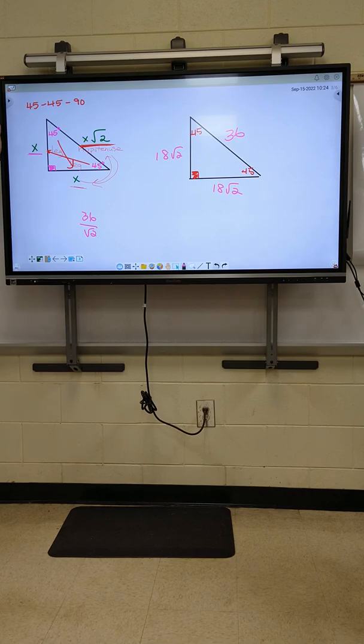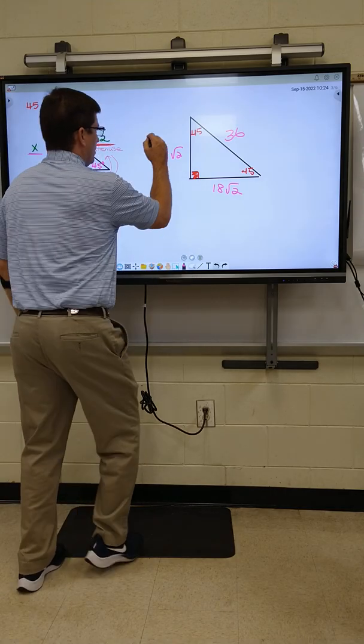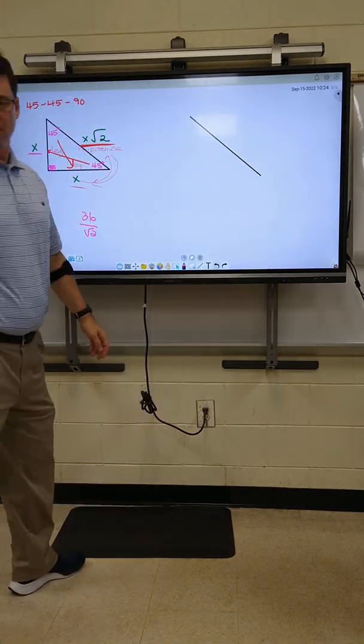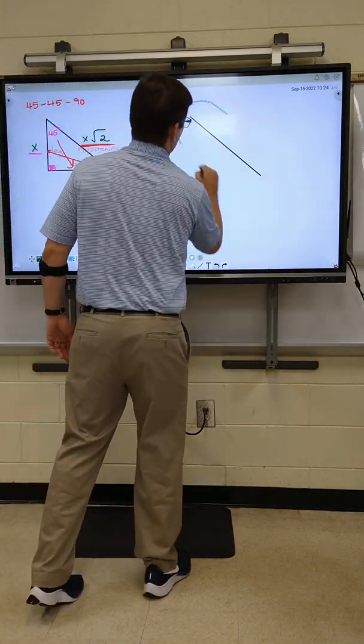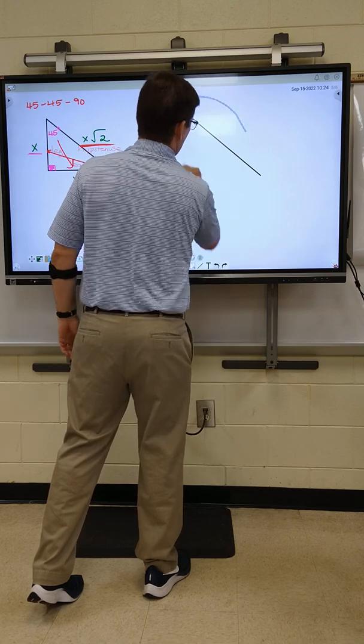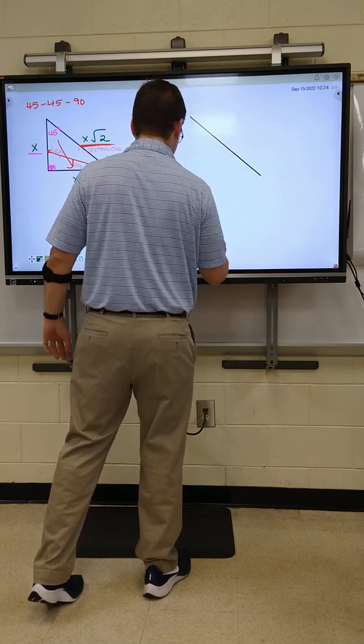All right, 7 and 8 is basically the same thing. It's just in word problem form. So let's read number 7. It's 12 divided by 2. 6 root 2.